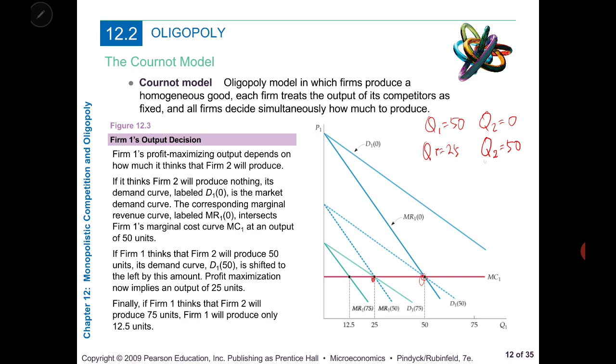And if firm 2 decides to produce 75, demand will shift even more to the left, and MR will meet MC at 12.5. So you see the decision of quantity of production in firm 1 depends on what firm 1 thinks firm 2 will be doing.